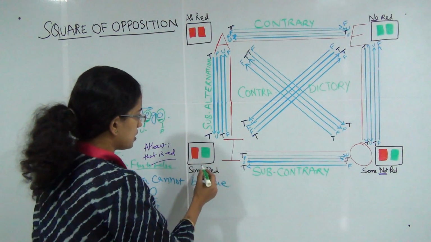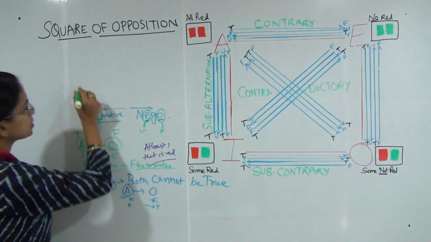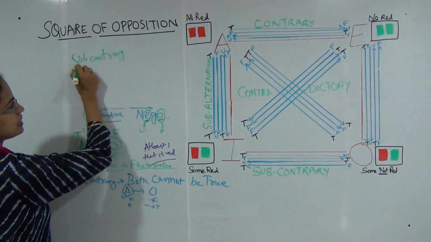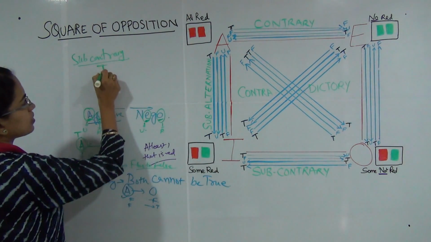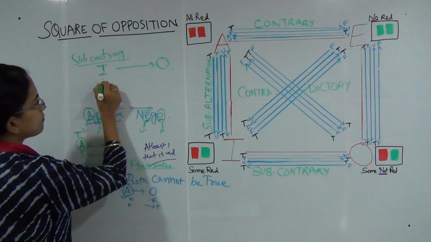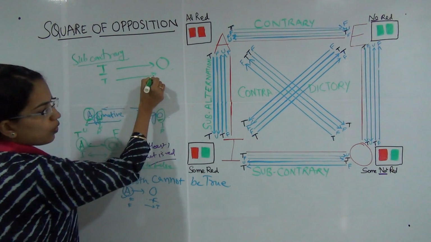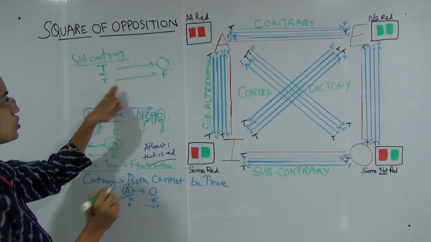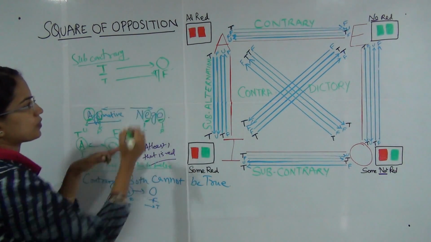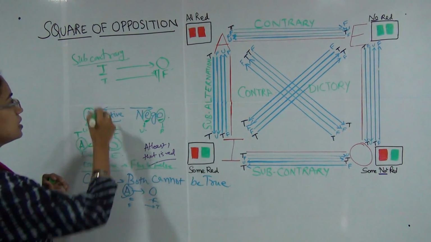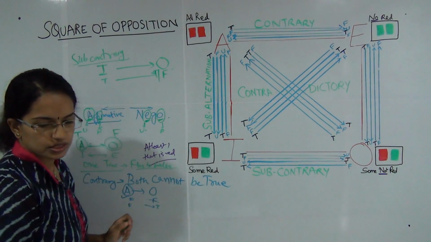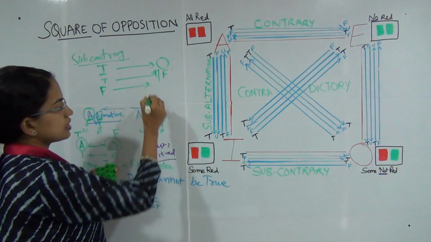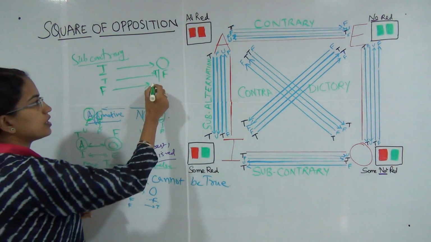So in the subcontrary approach, what happens is, with I and O, if I is true, there is nothing that can be said about O. It can be true and false in nature. But if I becomes false, that is, some blocks are not red, then O definitely has to be true.